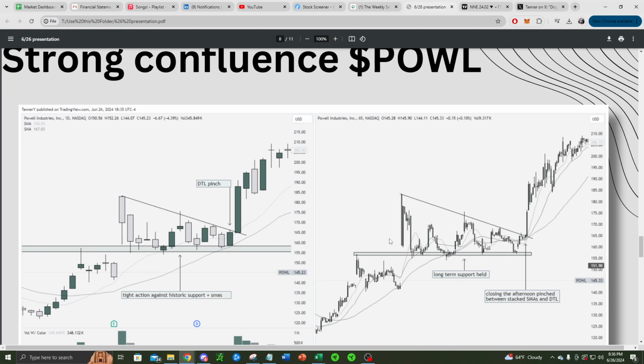Yeah, I use 10, 20, 50 SMA. I keep it really simple. To be honest, a lot of times I don't even have the moving averages on. But yeah, if I'm going to use them, I just use the most popular ones, which is the 10, 20, and the 50.